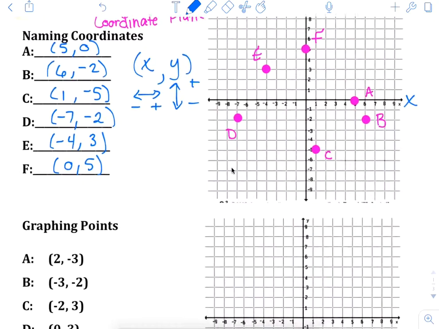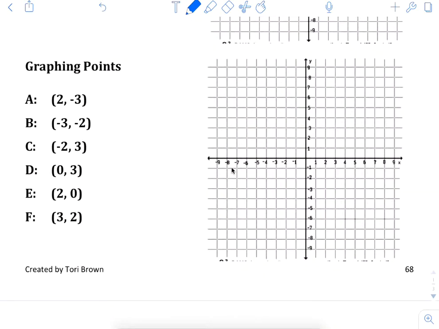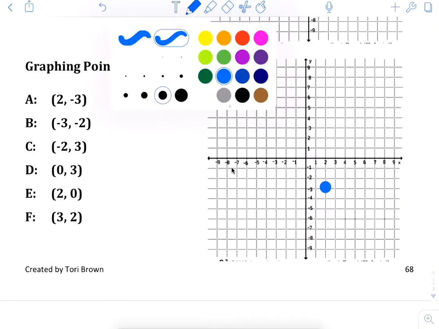Let's see if we can apply that to graphing our own points. Make sure you're labeling these when we do them. That way you don't end up with an answer and you have no idea who's who. All right, let's start with A. If I'm going 2 to the right, that's positive. 3, which way would I go? Hopefully you're saying down, so right 2, down 3. That point right there is going to be our A.